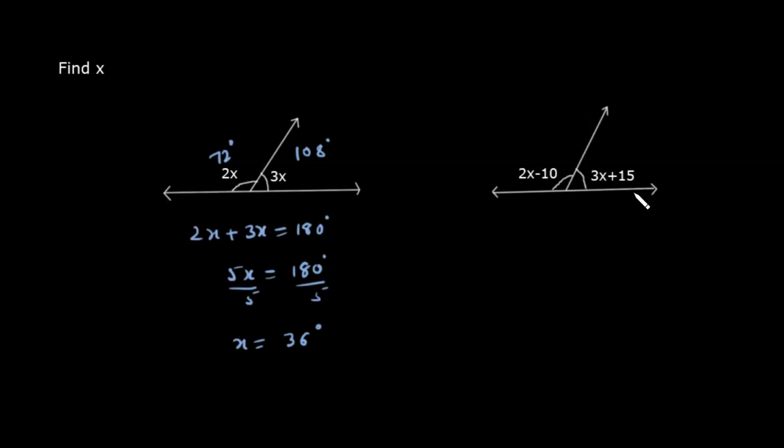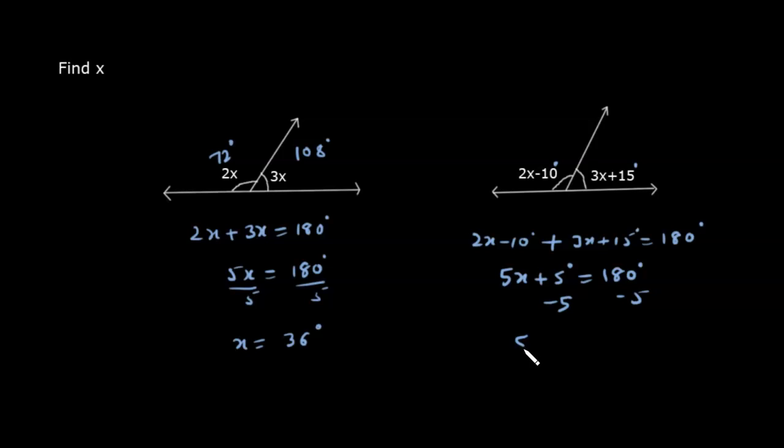Now here also this is a straight line and this ray stands on it, and these are two adjacent angles, so their sum must be 180 degrees. So 2x minus 10 degrees plus 3x plus 15 degrees equals 180 degrees. That means this is 5x plus 5 degrees equals 180 degrees. We can subtract 5 from both the sides. So 5x equals 175 degrees. Now we can divide both the sides by 5. So x is 35 degrees. So here x is 35 degrees.